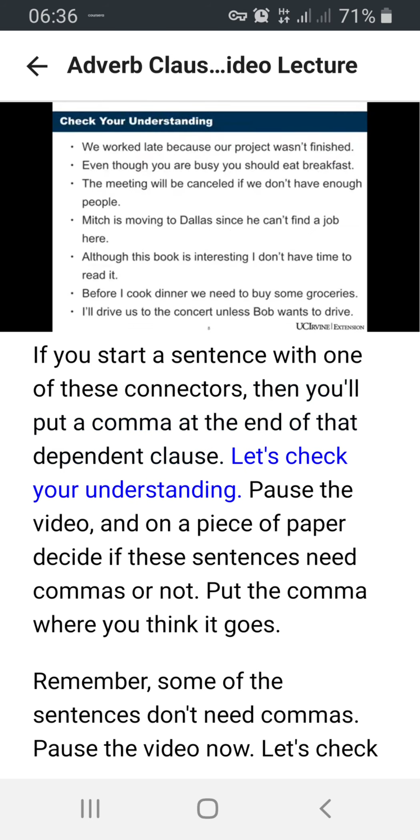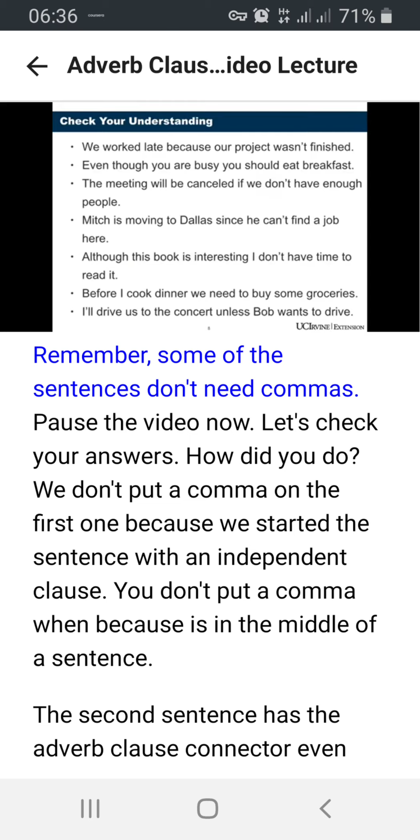Let's check your understanding. Pause the video and on a piece of paper, decide if these sentences need commas or not. Put the comma where you think it goes. Remember, some of the sentences don't need commas. Pause the video now.